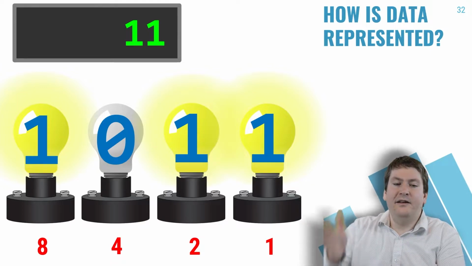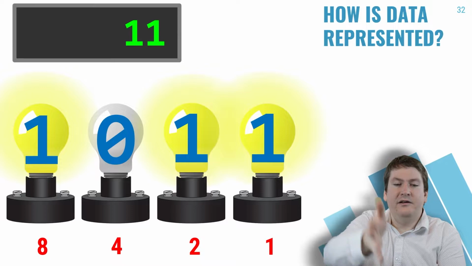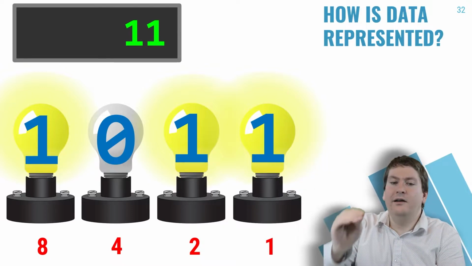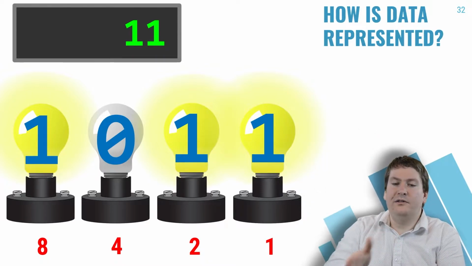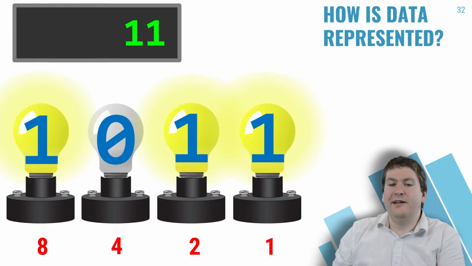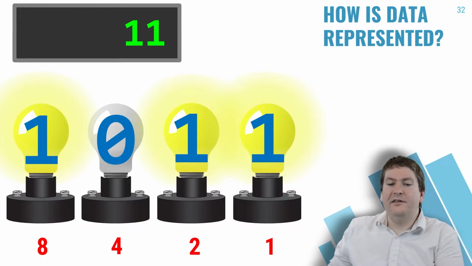So in this case, there's a 1 with the 8, so we add in the 8. There's a 0 for the 4, so we ignore that. There's a 1 for the 2, so we use the 2. We're going to add the 8 plus the 2. And there's a 1 for the 1, so we use that 1. So whenever the light's on, there's a 1. Whenever the light's off, it's a 0. And this is how we can convert back and forth between those numbers.